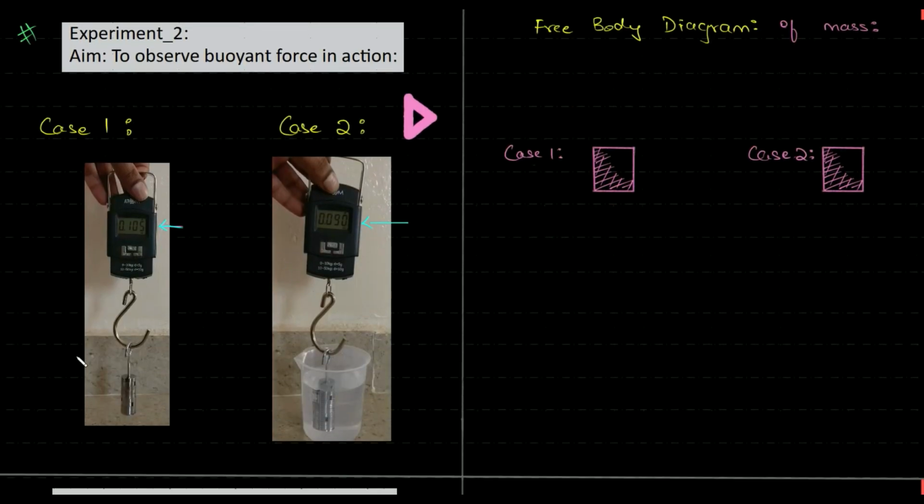Okay guys? Experiment 2. All we have here is a single mass that is being hung with the help of a weighing machine. The same thing is happening over here, but in this case we have the water. The object is kept inside the water. What is it that we need to observe? We need to observe the reading. Can you see the reading? What is happening over here? This is 105 grams and this is 90 grams.